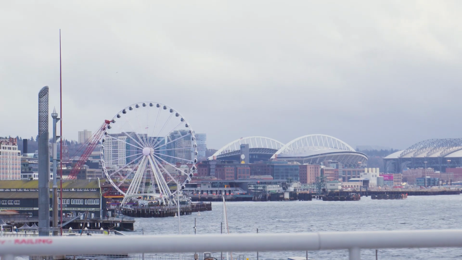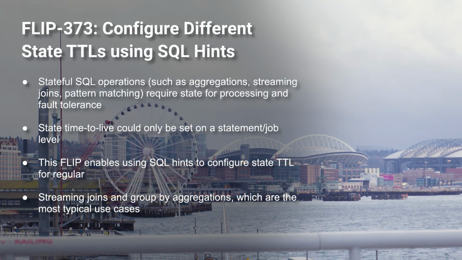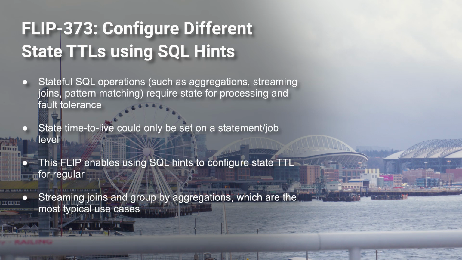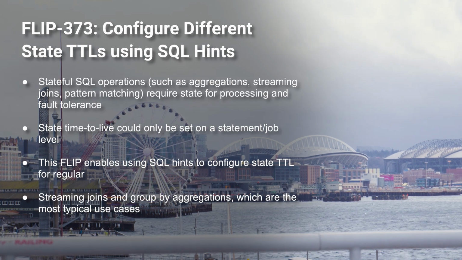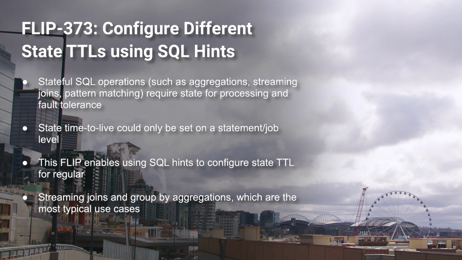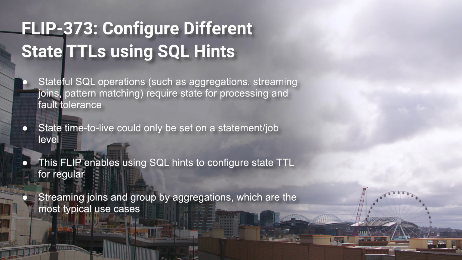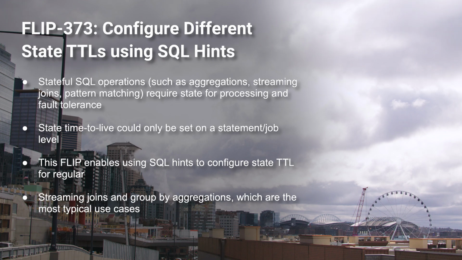One final update to Flink SQL comes with FLIP 373. This makes it possible to configure different state time-to-live settings for individual SQL operators. Many SQL operators need to keep state, including aggregations and joins, and with this update, you can now use SQL hints to specify how long the state should be kept around for individual operators, rather than relying on a single setting for the entire Flink job.